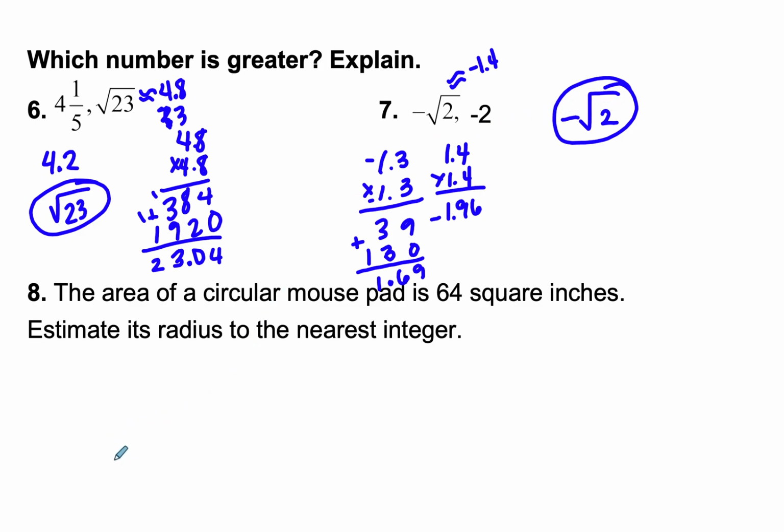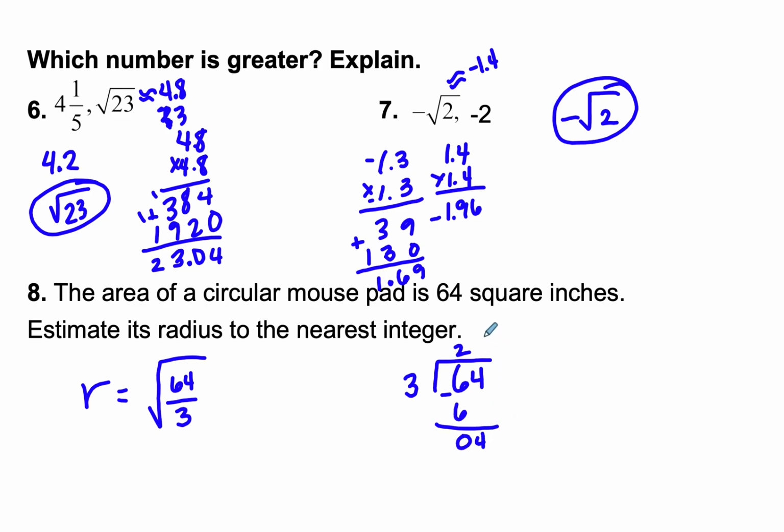Okay, the area of a circular mouse pad is 64 square inches. Estimate its radius to the nearest integer. Okay, so we're going to do the square root of 64 divided by 3. So I have to start by doing 64 divided by 3. Let's see, 3 goes into 6 twice, exactly. 3 goes into 4 once.